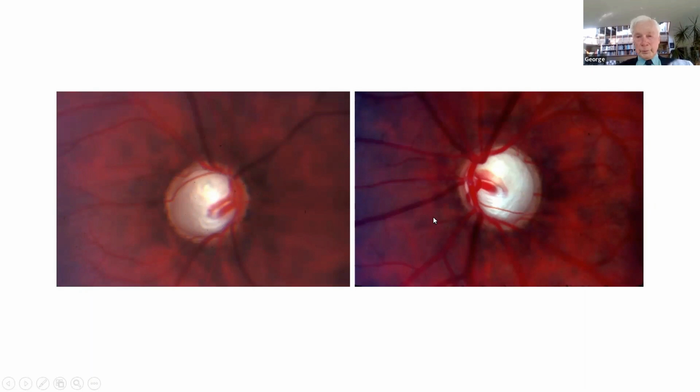He's an engineer. He has huge discs. He's got narrow rims because he's got huge discs. He has no field loss. I followed him for 20 years. He does not have glaucoma. He hasn't used any treatment. Those are just big cups and big discs.